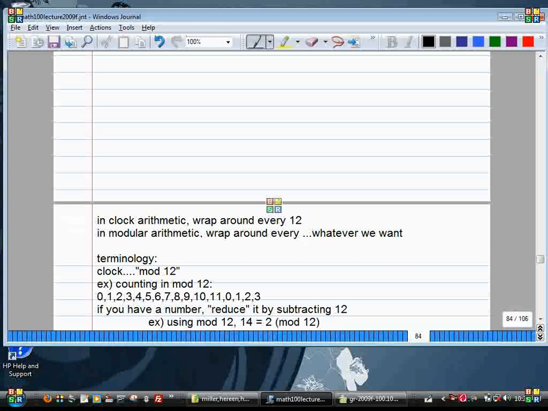Does that make sense? Okay. So now instead of saying wrap around or using the clock, we're just going to say mod. And if we're using a clock, it's mod 12.